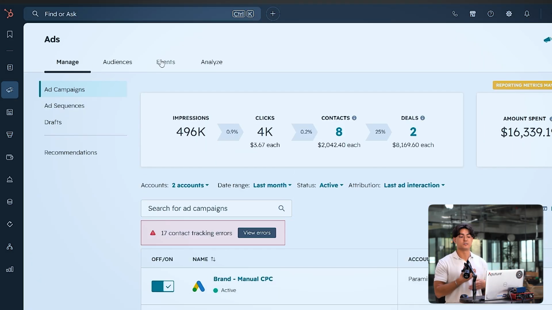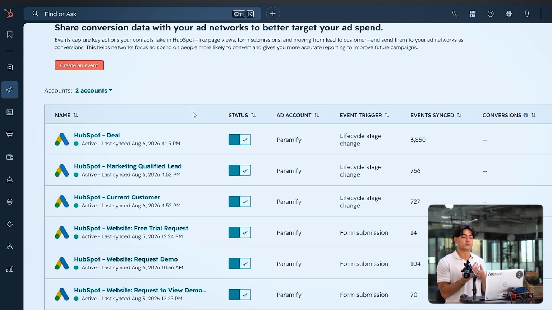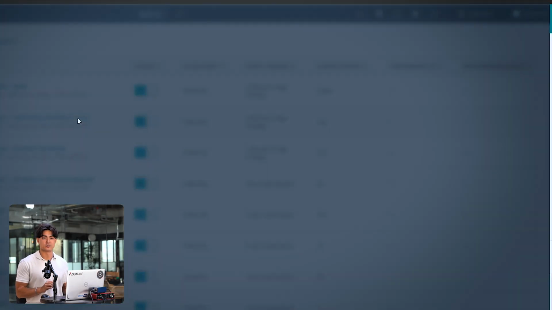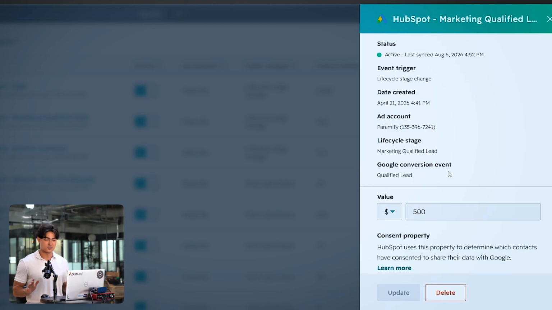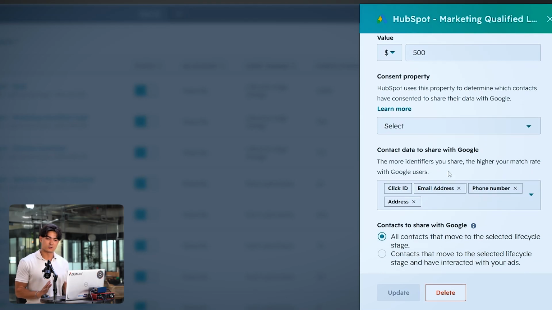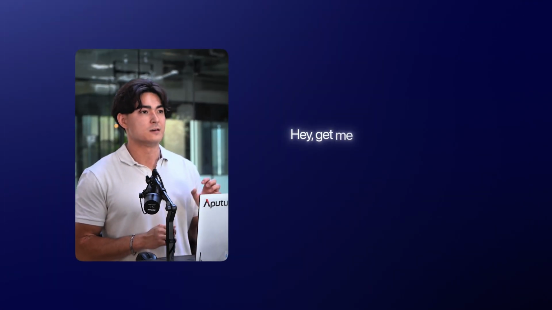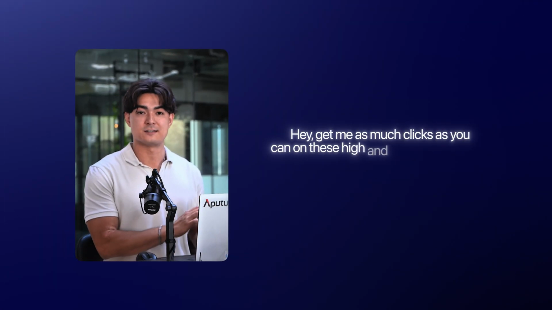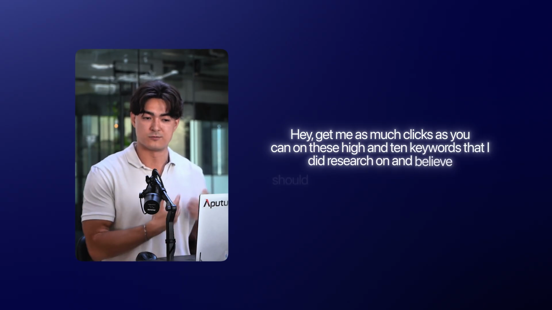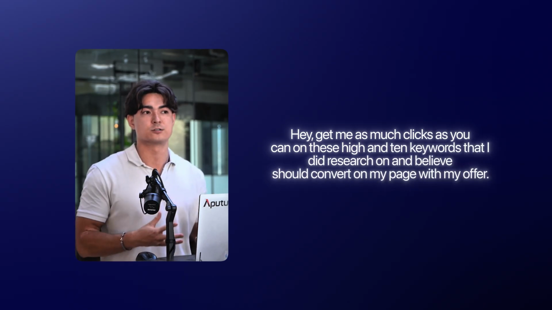Now, this easily rolls into bidding, which is the method by which the machine decides where to spend the money. So again, in the beginning, what I'm doing is I'm just setting up all conversions I can. I'm putting everything as primary action, which means that all of it is going to be used for optimization. And then I'm just running a max click campaign, which tells the algorithm, hey, get me as many clicks as you can on these high intent keywords that I did research on and believe should convert on my page with my offer. You're probably going to get your initial conversions on the key page views and the engaged sessions.